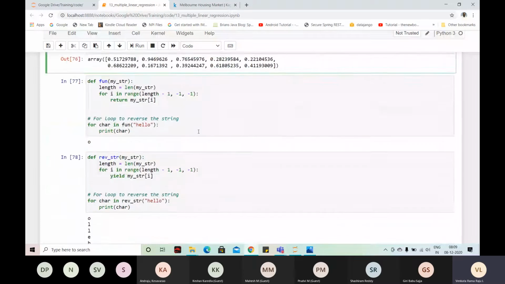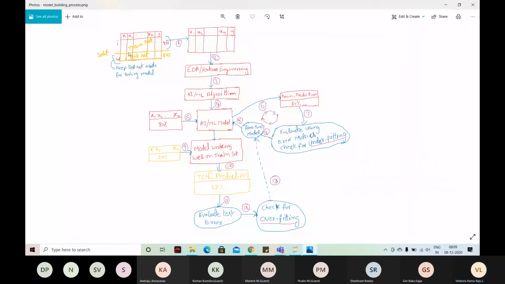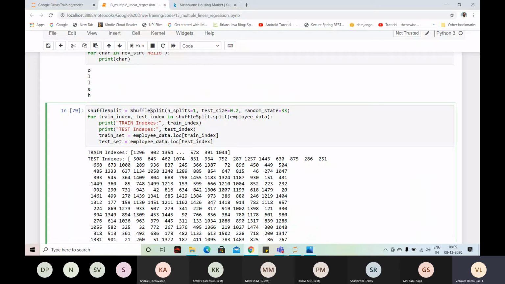So I took the data set and then I'm splitting the data into train and test. So to do that, we have tools here. Shuffle split is the method. There are randomizers for shuffle split, k-folds, and different classes. You can look into them.